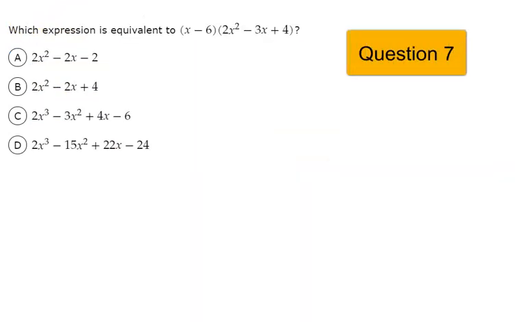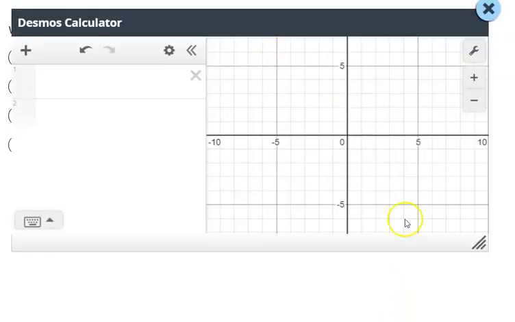Which expression is equivalent to the quantity x minus 6 times the quantity 2x squared minus 3x plus 4? To do this problem, you could create a box that's 2 by 3 and place these factors on the sides and multiply to fill it in. But before you choose your answer, you should type this problem in Desmos.